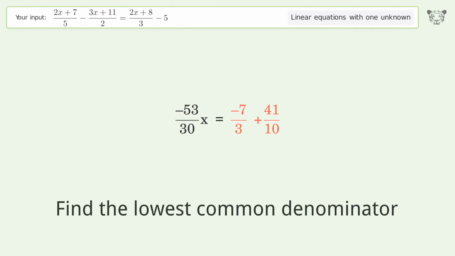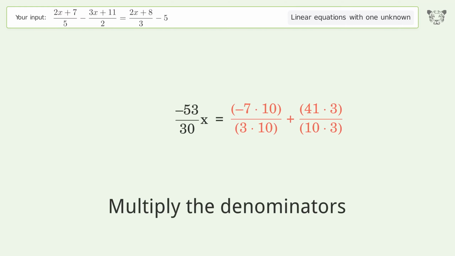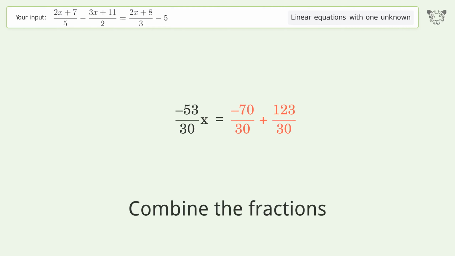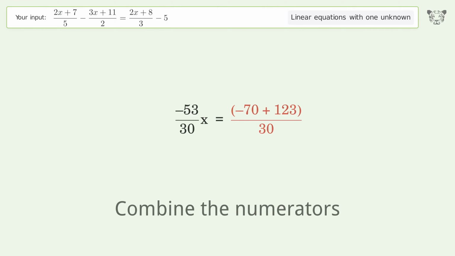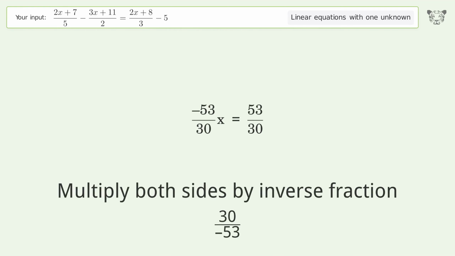Find the lowest common denominator. Multiply the denominators. Multiply the numerators. Combine the fractions. Combine the numerators. Isolate the L. Multiply both sides by the inverse fraction 30/-53.